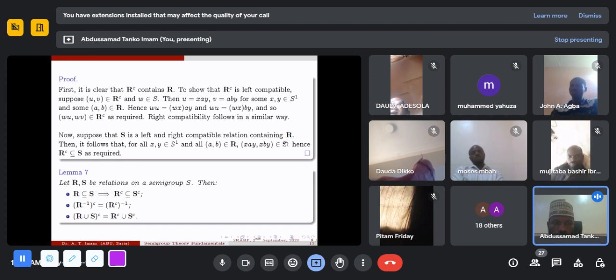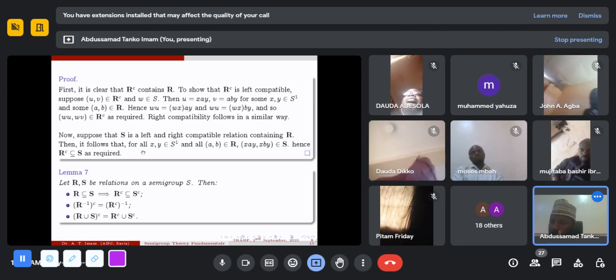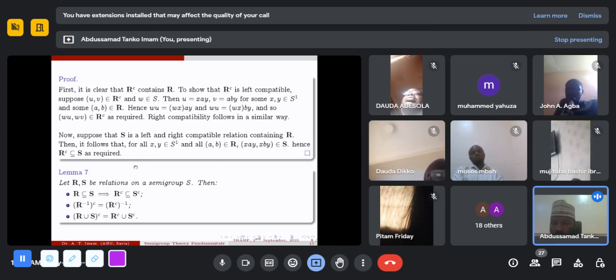And so therefore it means all these pairs of this form are inside S, but all the pairs of this form are RC. This is what we define RC to be. So it means RC is inside S as required. So it means RC is the smallest left-right compatible relation containing R. So we have just characterized the smallest left and right compatible relation containing R.